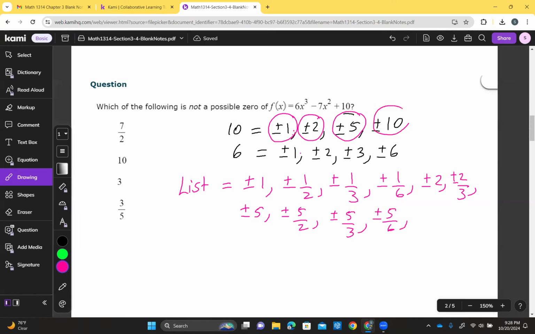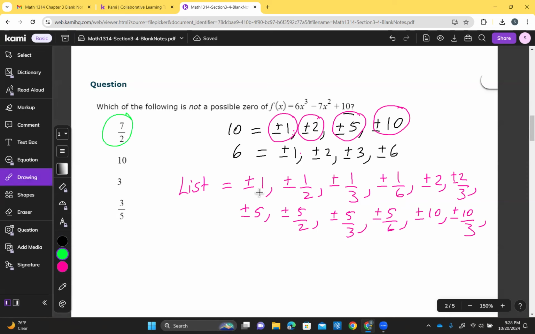Next number in line is 10. 10 divided by 1 is 10. 10 divided by 2 is 5, but it's already here. I don't need to write it again. 10 over 3 is 10 thirds. And then 10 out of 6 is the same fraction as 5 over 3, so I don't have to repeat it. Now, let's check.